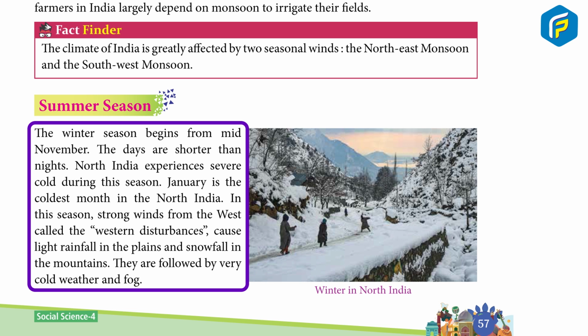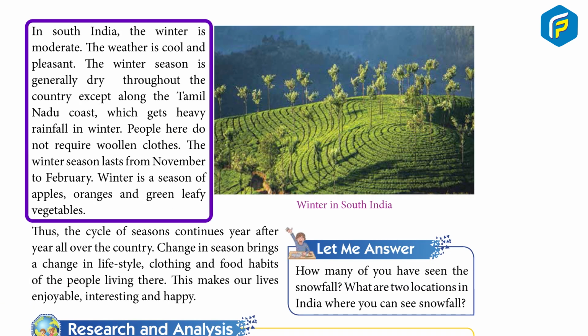In the winter season, strong winds from the west, called the western disturbances, cause light rainfall in the plains and snowfall in the mountains. They are followed by very cold weather and fog. In South India, the winter is moderate. The weather is cool and pleasant.